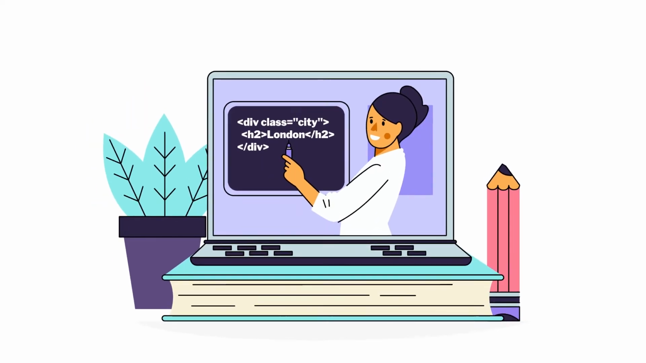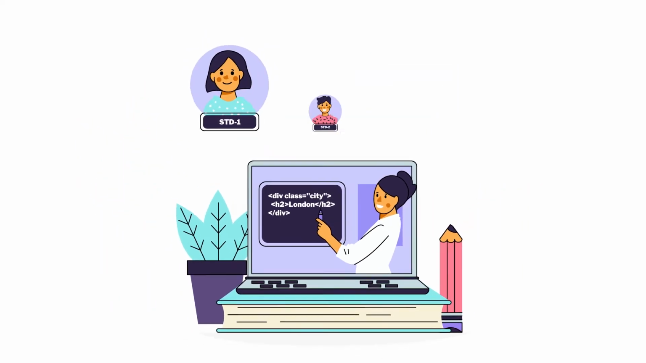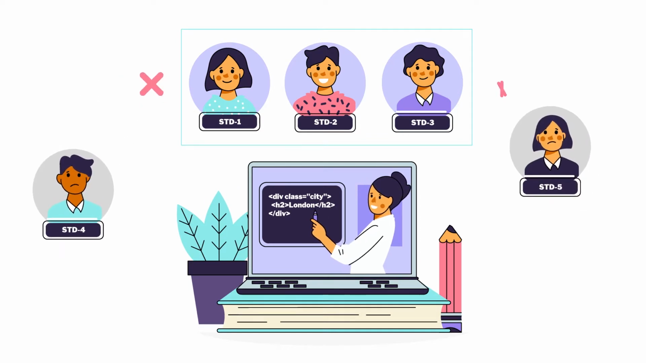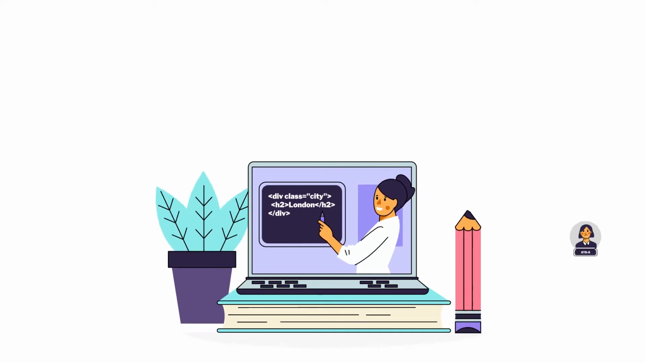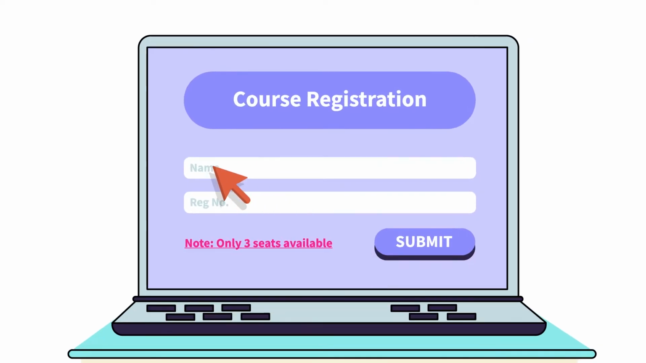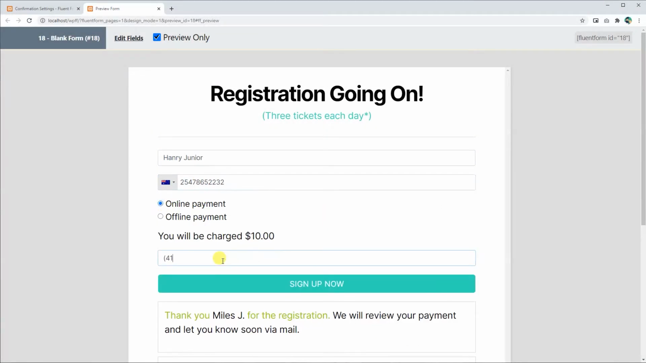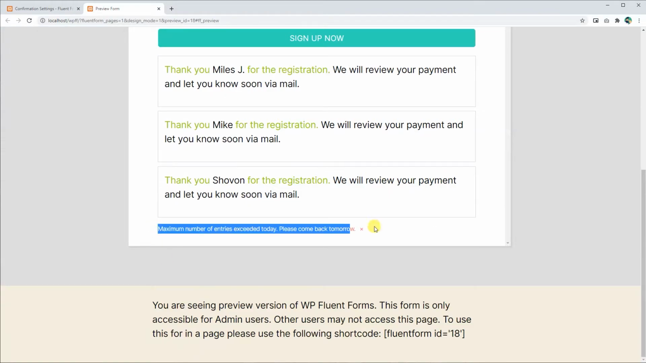Suppose you are rolling out a web development class and looking out for potential students, but you won't be taking more than a certain number of students for a certain period. The best way to let people sign up for your class is setting up a registration form with a time-sensitive limited number of entries. Well, WP Fluent Forms allows you to restrict your form submissions.